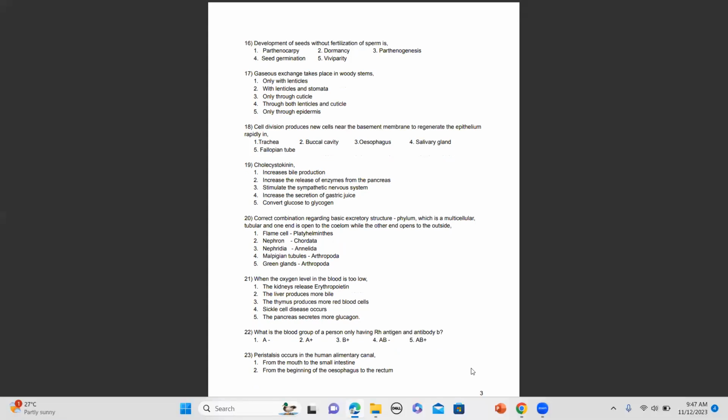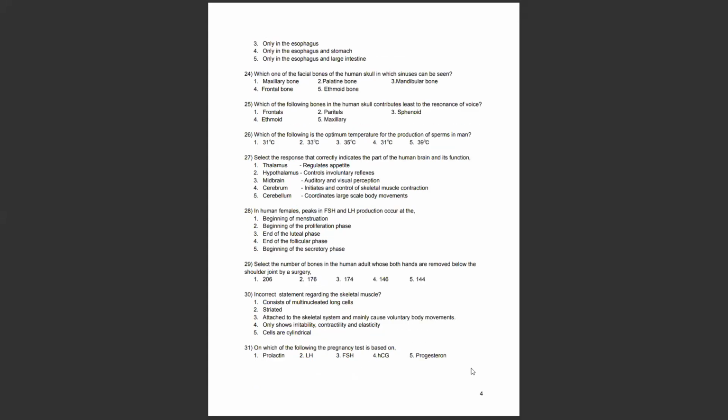Then for question number 23, the answer should be the second answer. 24. Which one of the facial bones of the human skull in which sinuses can be seen? What are sinuses? Sinuses are air-filled cavities lined by ciliated mucous membrane. These sinuses are present in the sphenoid, ethmoid, maxillary and frontal bones.